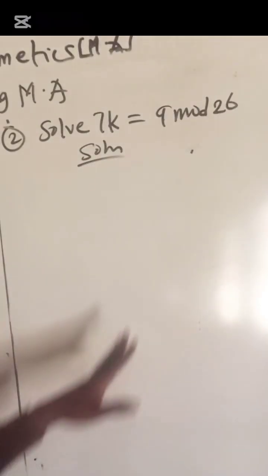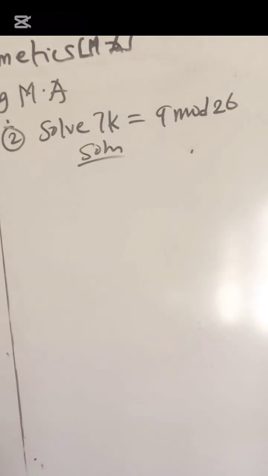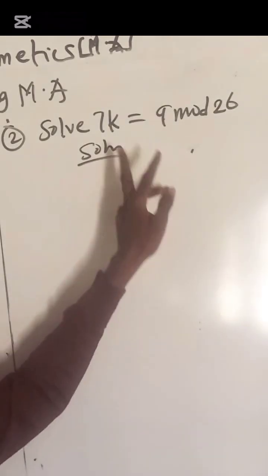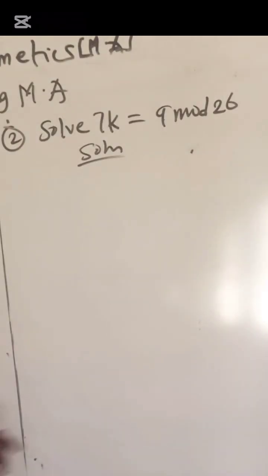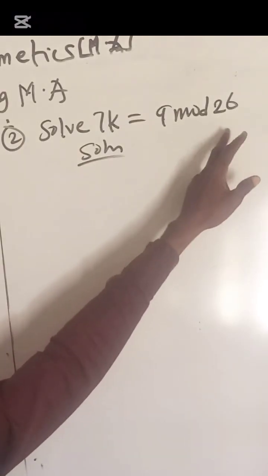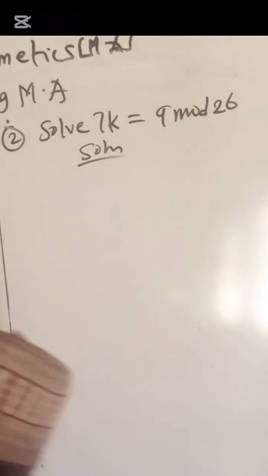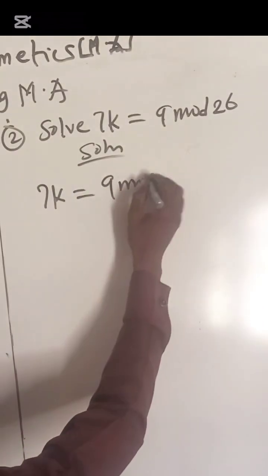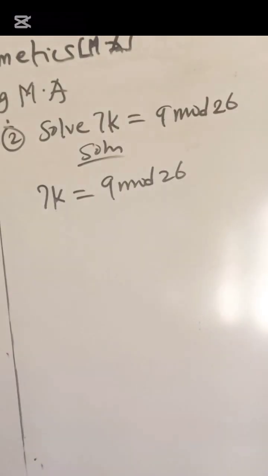Now, let's check the second question. If you check very well, you see that the modulus here is very high. So definitely it means that the inverse of this 7 is going to be a high number. Because if it's not going to be a high number, there's no reason why they will put 26 as modulus in this question. This is just a hint, as a student or as a teacher, to know where you are heading. Now, let's solve the question. 7k equals 9 mod 26. And we are looking for k, because it's our unknown.